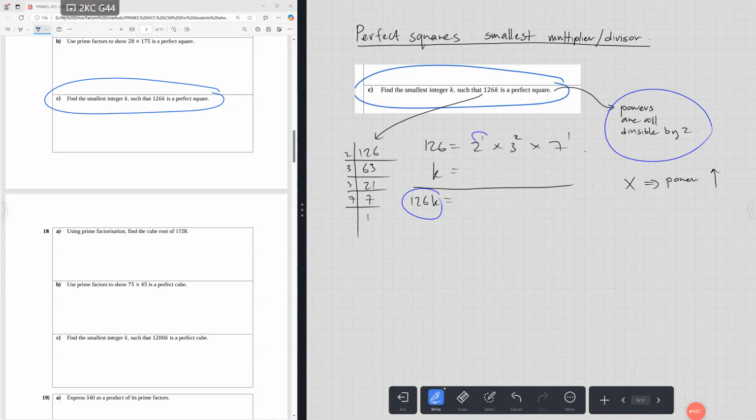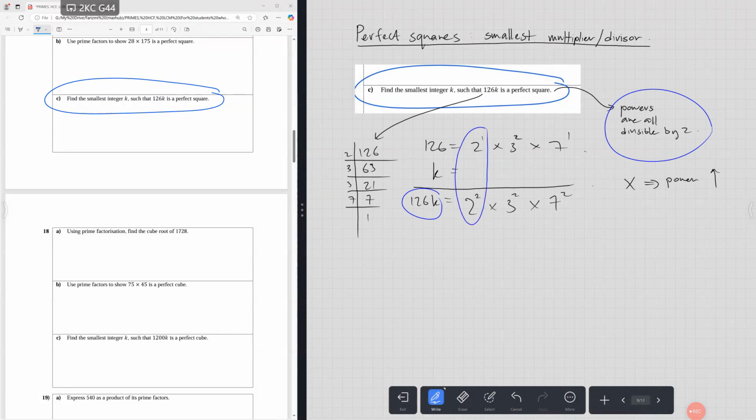So this is not a multiple of 2 yet. This is not a multiple of 2 yet. We have to make them a multiple of 2. So what do we do? You power them up. 2 power 1 becomes 2 squared. 3 squared is already a multiple of 2, so you don't have to touch that. You just copy it down. 3 squared. And 7 has to be powered up because it's only 7 power 1. So 7 power 2.